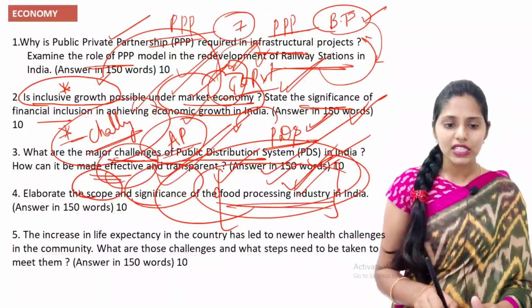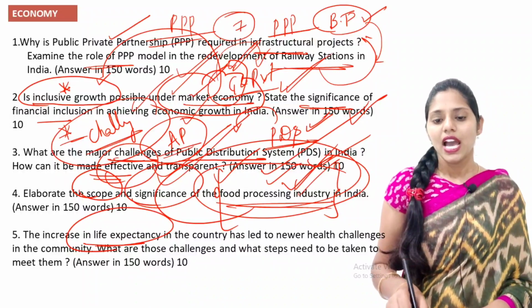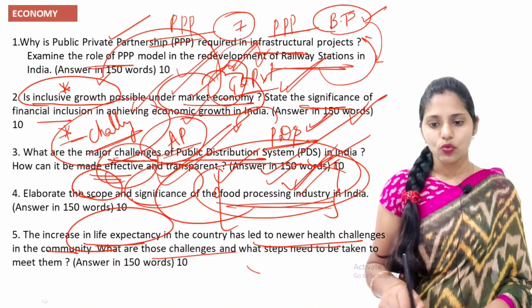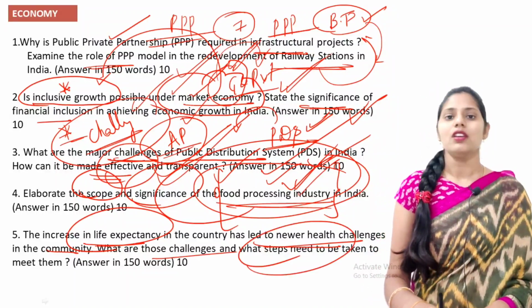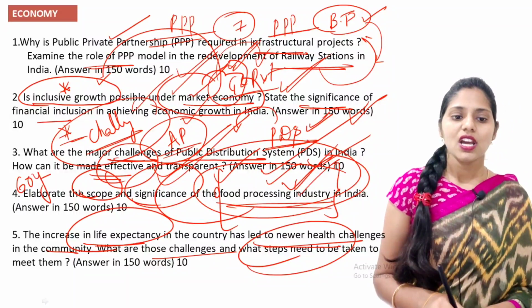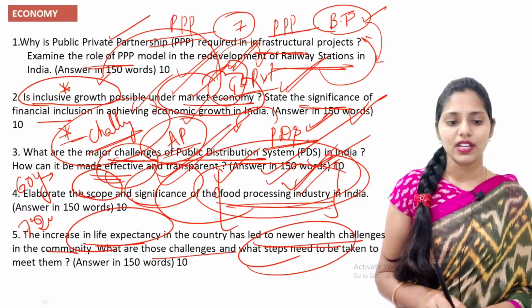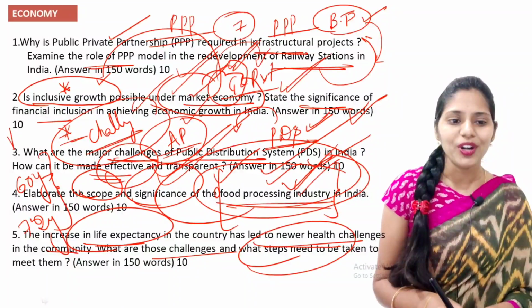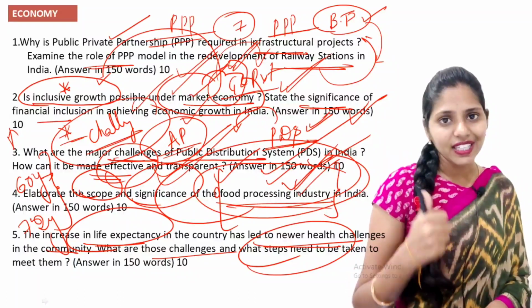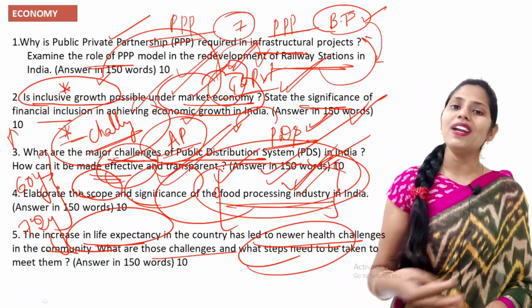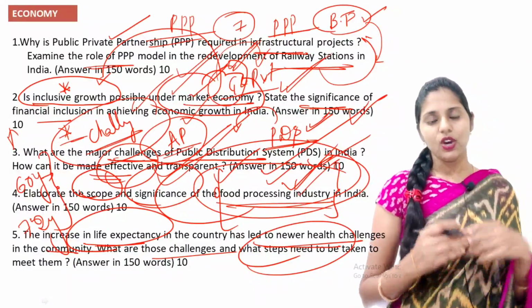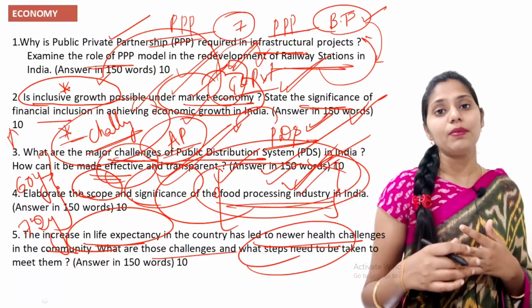And the next one is about: increase in life expectancy in the country has led to newer health challenges in the community. What are those challenges and what steps can be taken? Yes, whenever life expectancy increases, for example, earlier the life expectancy was 60 years and now let us say it increases to 72 years, then the old age population will increase. Whenever the old age population increases, there will be a greater burden on the government, because the government needs to provide social security schemes for these old age people. And they are very susceptible to non-communicable diseases.